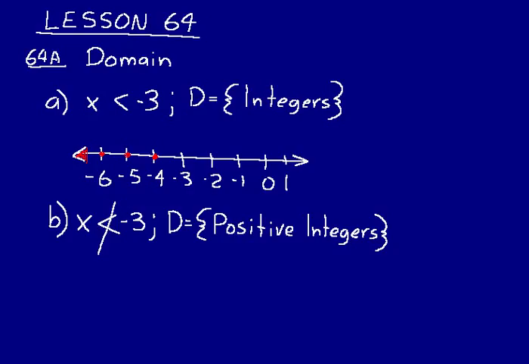So look at practice problem B. X is not less than -3. So that means it's going to be greater than or equal to -3. So let's just rewrite that. If it's not less than, it's greater than or equal to -3. The domain is the positive integers. We need to take that into account as well. So we have our inequality there, and our domain is positive integers.